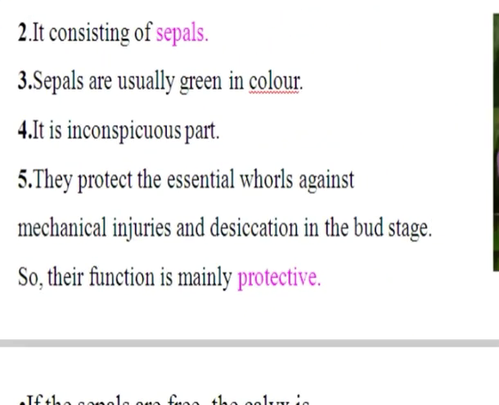The main function of the calyx is to protect the essential whorls against mechanical injuries and desiccation in the bud stage. So the main function is protection.